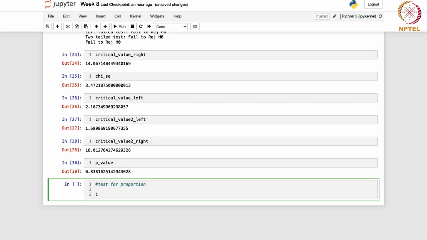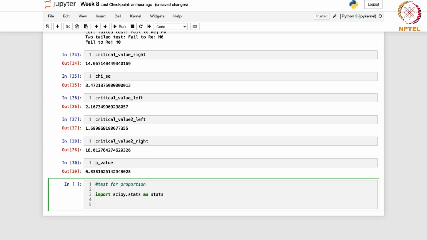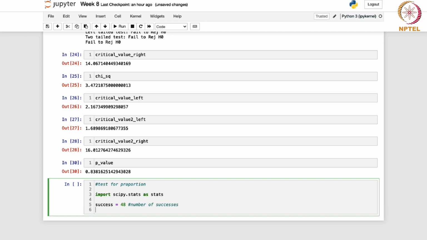So first of all, let us write import scipy.stats as stats. So let us define success over here, because it is your binomial distribution. So you will have success and the total number of trials. So let me write success as 48. This is the number of success. And then you will have the total number of trials, let us suppose it is 100.